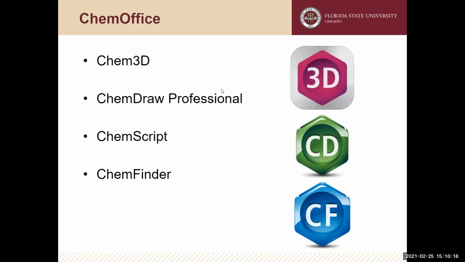ChemScript is a chemical programming environment that provides access to the underlying chemical intelligence, the underlying scripting that goes into ChemDraw. If you're looking to automate different operations, this takes advantage of a Python package that's associated with ChemOffice, so it'll download that to your computer as well. And then ChemFinder is a database manager and search engine that searches documents, spreadsheets, and databases for matching chemical structures.